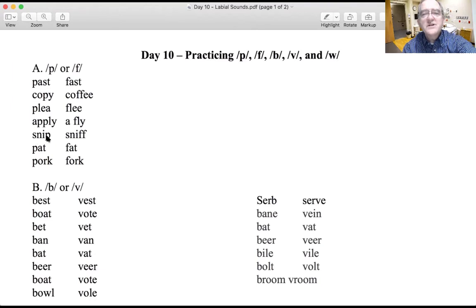Sometimes we don't finish the P because it's at the end of the word and we say snip. Can you hear that? Snip. Okay, number 6.